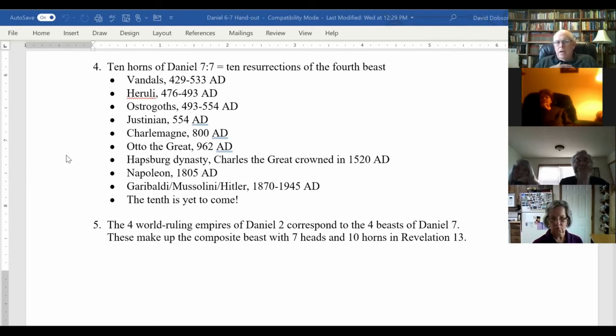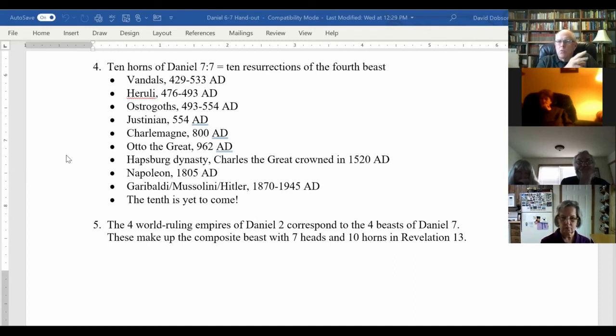Here you have a listing, and I'm going to show you a scan of a document from the old booklet, Who is the Beast, here in just a moment. But you have these successive phases or resurrections of the Roman Empire. First the Vandals, then the Heruli, then the Ostrogoths. These were some of the barbarian kingdoms that were essentially, by decree of the papacy, uprooted and thrown down. Then from Justinian, you had a marriage of church and state.